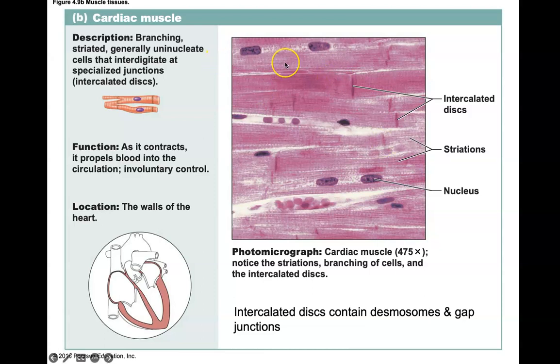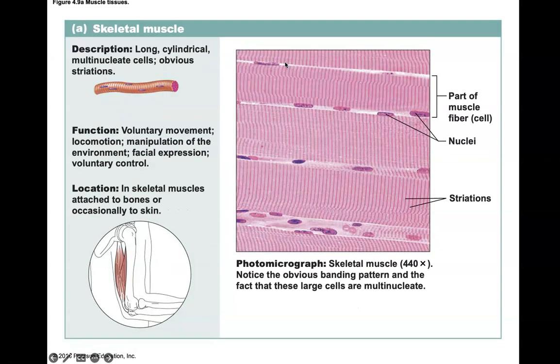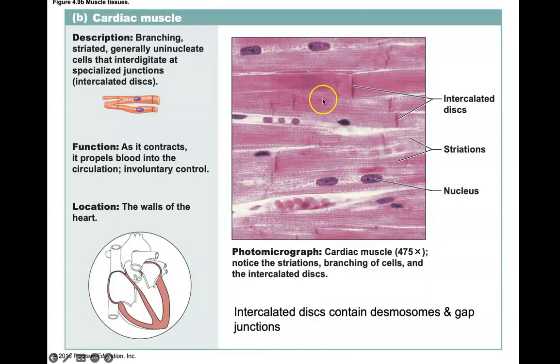And so here you can see in cardiac muscle, it looks a little bit like skeletal muscle in that it has striations, okay? But the difference here is the cells are a little bit smaller. They're more branched. You'll see more branching in these cells. And they only have one nucleus. So generally they're uninucleate, one nucleus. But the really easy way to identify cardiac muscle is to look for these guys, intercalated discs.